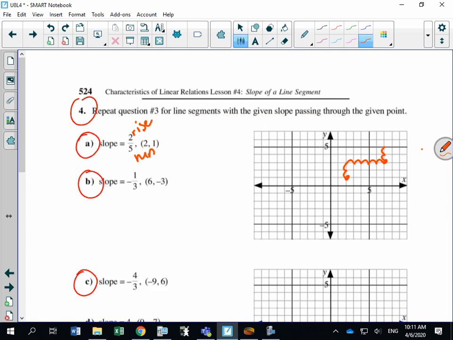So now what I'll do is I'll go to this point and I'm going to do the opposite. So instead of rising 2, the opposite of rising 2 is falling 2. And instead of going to the right 5, I'm now going to go to the left 5. 2, 3, 4, 5. So that first equation, there it is.